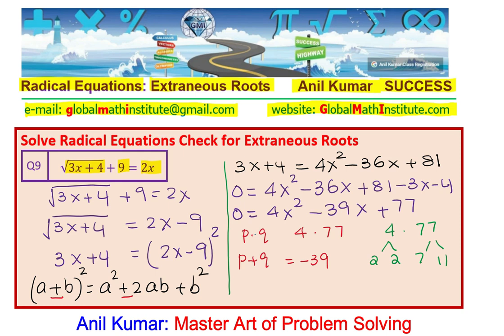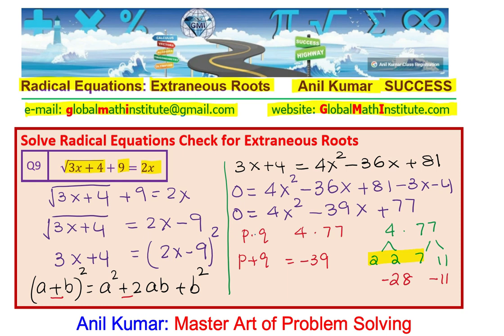Well, 11 and 7 times 4 is 28. That will work, right? So if I combine these terms, I get 28, right? So if I could have minus 28 and minus 11, you see, that will give me minus 39. You get the whole idea, correct? And that is what we are going to do.